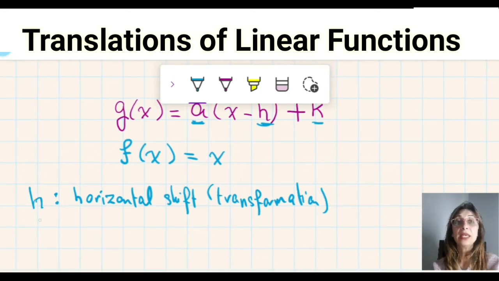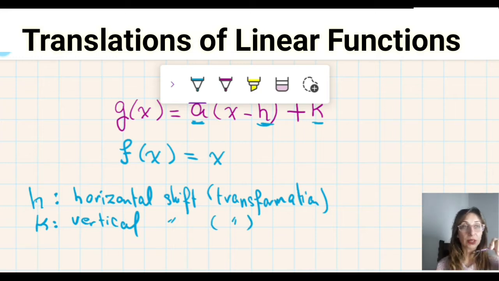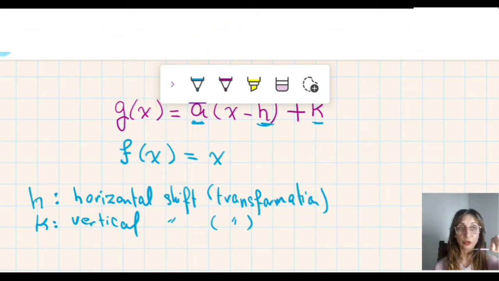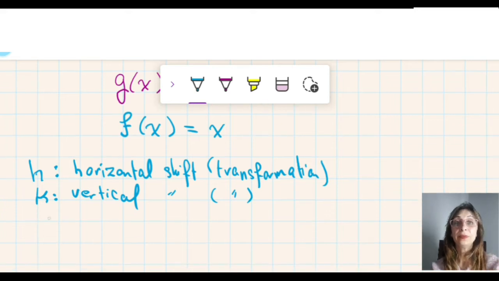And k is the vertical shift or transformation. So if k is positive, the line is going to be moved upwards, and if k is negative, it's going to be moved downwards. What about a? a is the number that is multiplied by x, and a makes something called dilation.